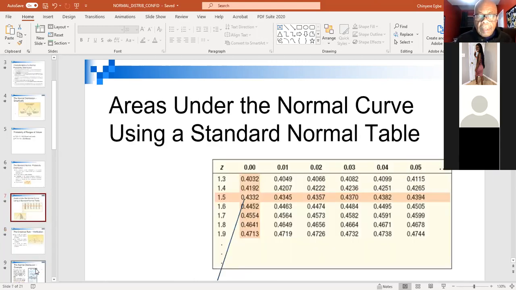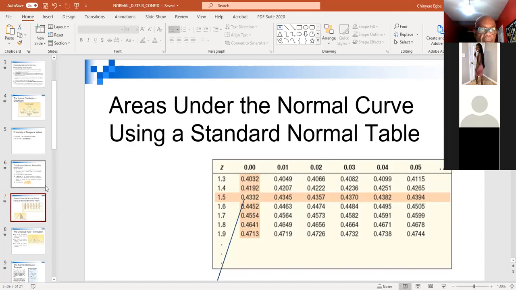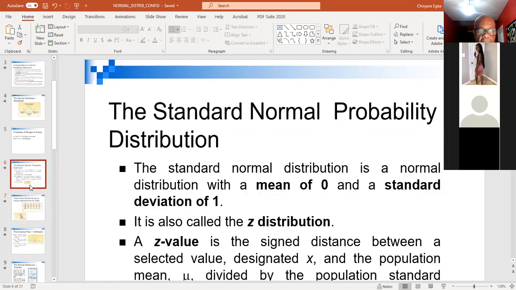So let's look at how we calculate areas under the normal distribution. We use a random variable called z. Z has a value between 0 and 1. I'm going to look at some simple examples about how to calculate probability using the imaginary random variable called z.